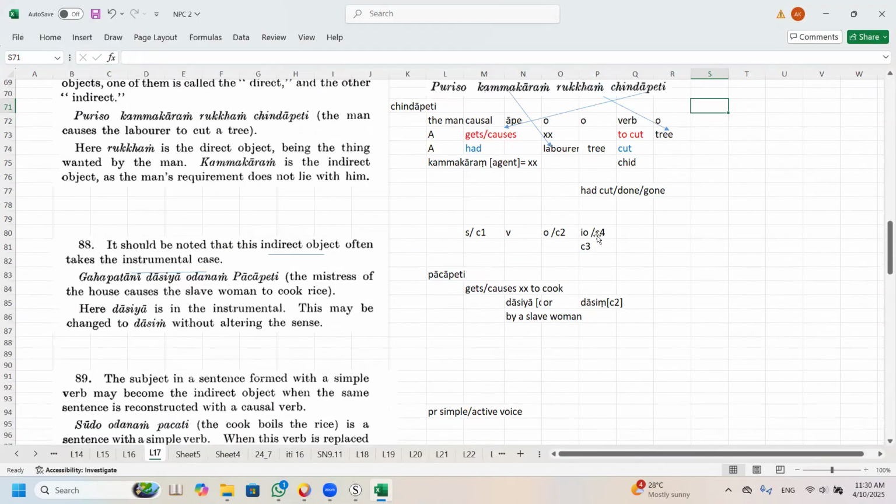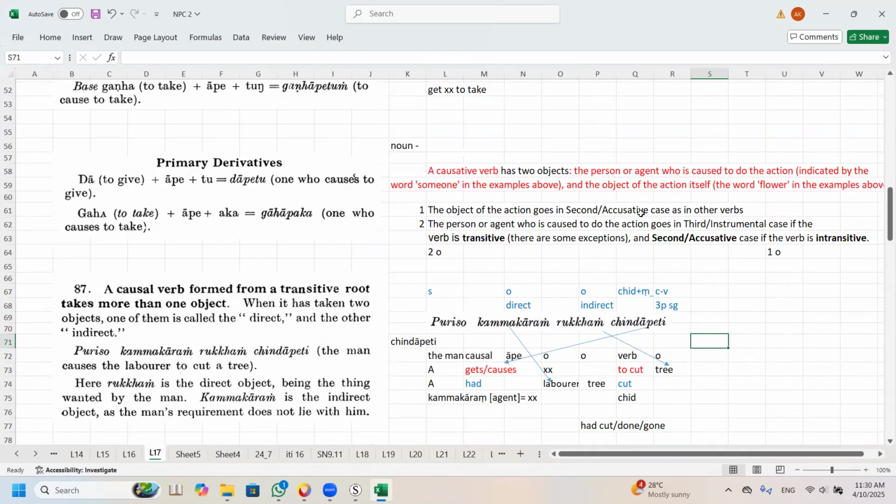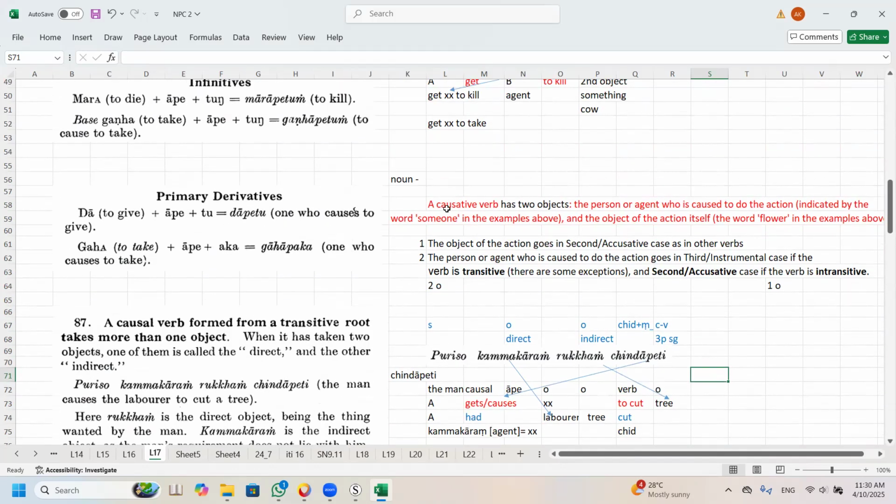But I don't see that the indirect object means dative. No, you don't worry about the Pali case. You worry about this English grammar, because you are translating Pali into English. In English, a causative word has two objects: the person or agent who causes the action, and the object of the action. What is the object of the action? The object of the action is the tree.